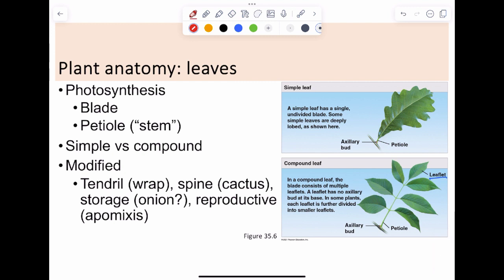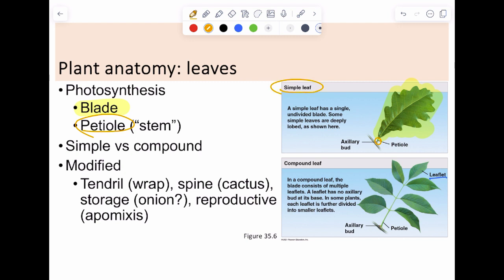Leaves. Basic leaf anatomy. We're going to have a blade. That's the thing that you think of as the leaf. But you also have the attachment, which is the petiole. All leaves are those two parts, the blade and the petiole. Sometimes you can't see the petiole because it's basically continuous with the leaf itself. So when you think of grasses, monocots, that turns out to be the case. But with dicots, you can see that there's a difference between the two.